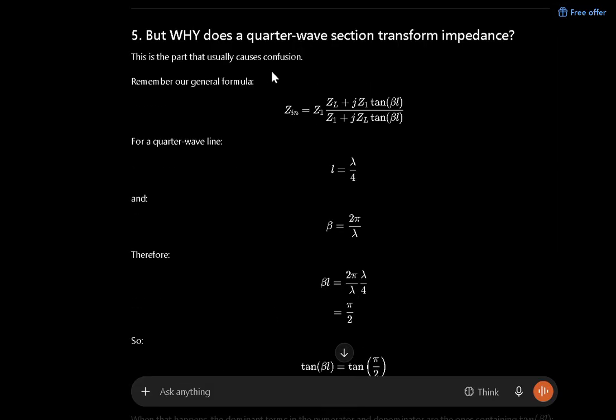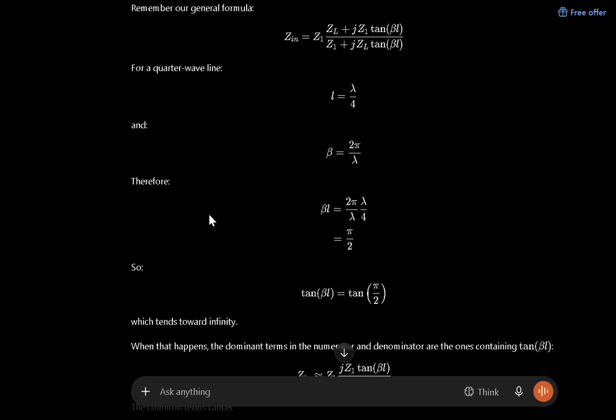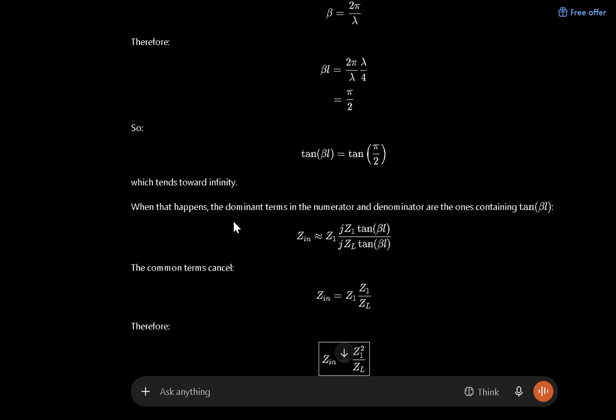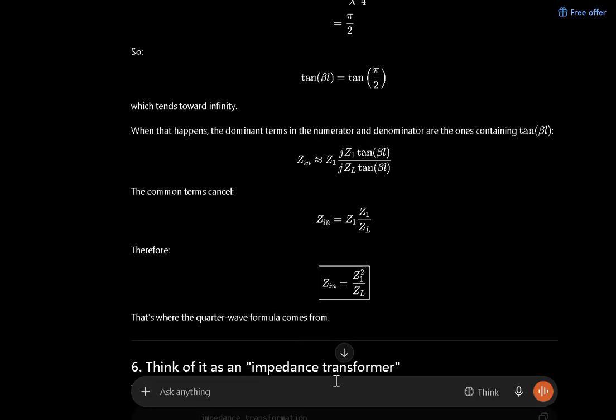But why does the quarter wave section transform impedance? This is the part you can usually remember from our general formula: Zn equals Z1 times (ZL plus jZ1 tan βL) divided by (Z1 plus jZL tan βL). For a quarter wave line, L equals λ/4, β equals 2π/λ, so βL equals π/2, and tan βL tends towards infinity. When that happens, the dominant terms in the numerator and denominator, the ones containing tan βL, cancel the common terms. Zn equals Z1 squared divided by ZL.